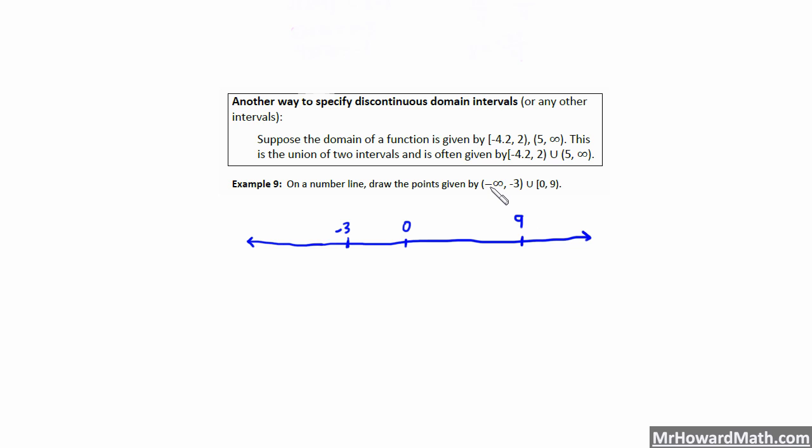So from negative infinity to negative 3, and we're not inclusive of negative 3, so we're going to draw an open circle here and then go out to negative infinity. So that's this part in pink, and then in green we'll do this part. So 0 is included, so I'm going to draw a solid dot there, and then we go out to 9, and it stops at 9, so it's an open circle, not an arrowhead, not a filled-in dot, an open circle.